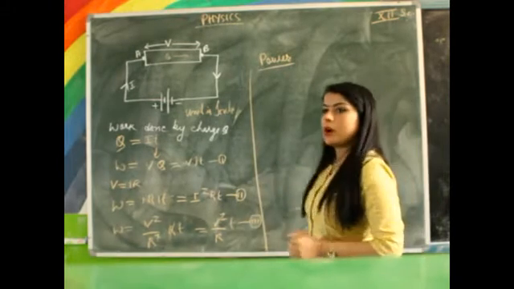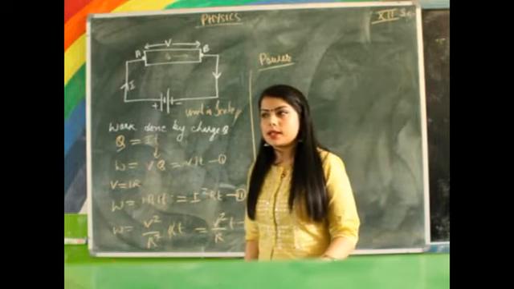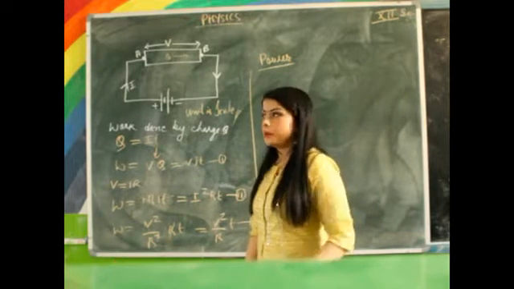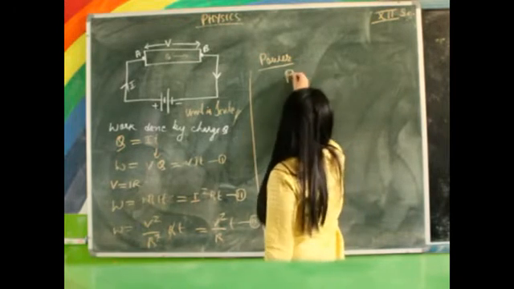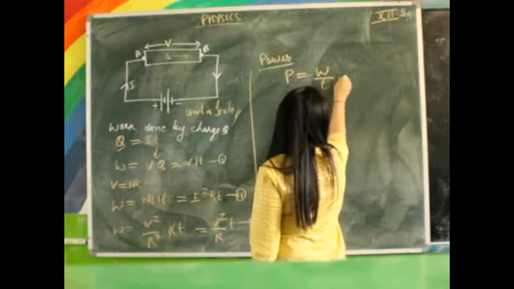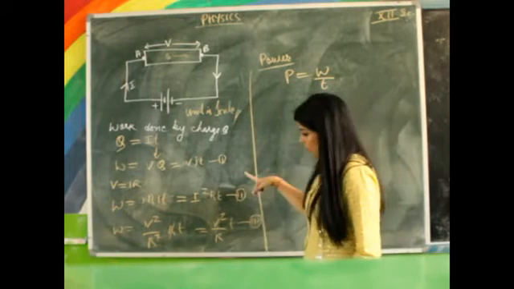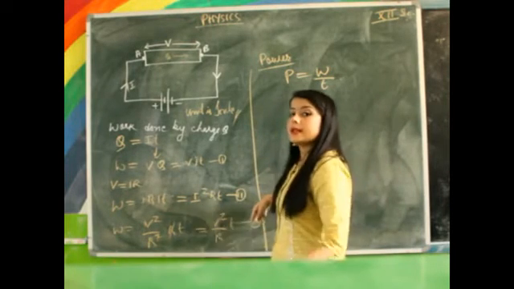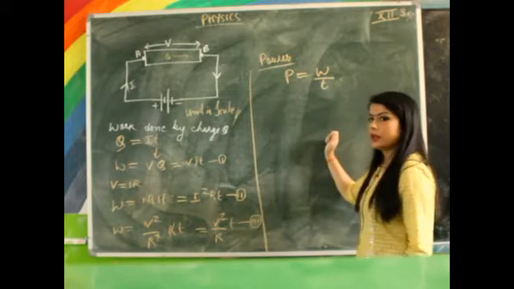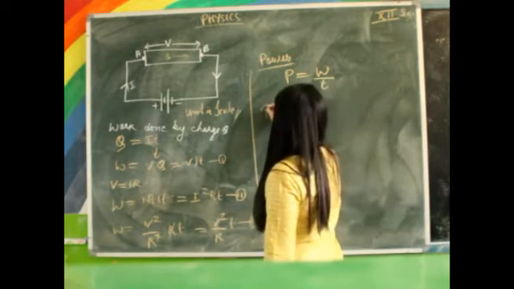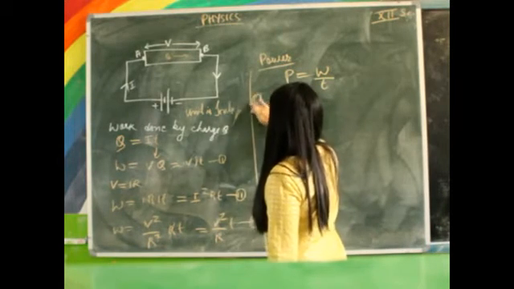Now what is power? Power is defined as work done per time. How much work is done by the charge per time. So power is equal to work done per time. Now if we have three different formulas for work done, similarly we will have three different formulas for power.